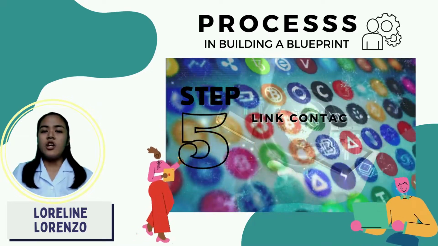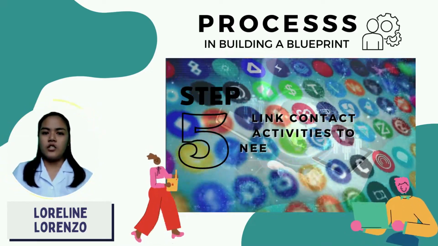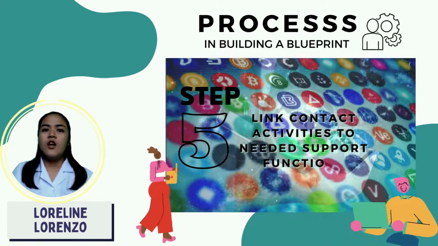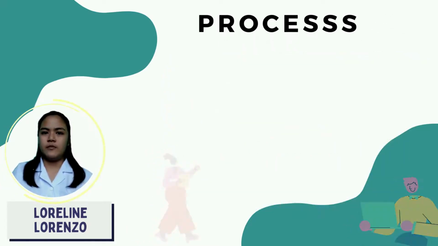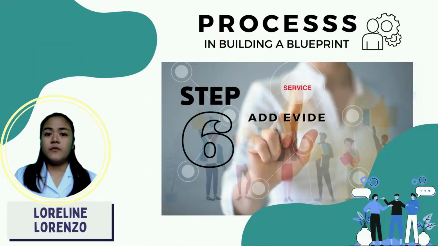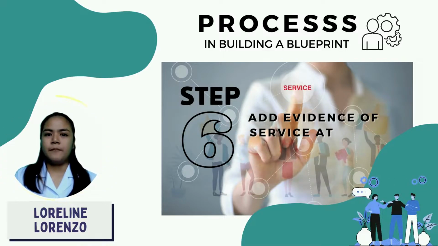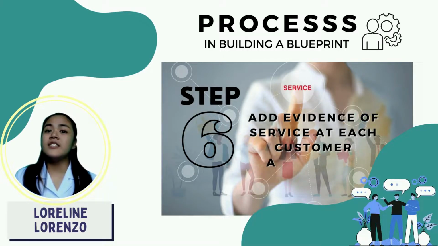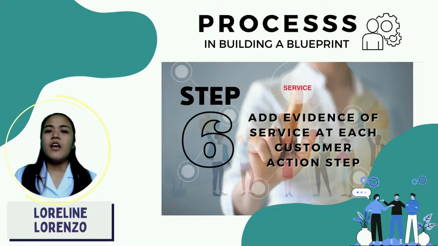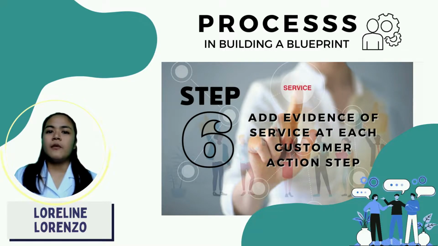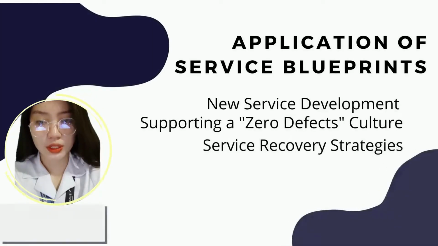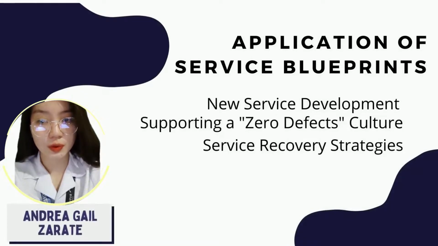Step 5. Link contact activities to needed support functions. It may involve employees from different departments of the organization. Step 6. Add evidence of service at each customer action step. This highlights what the customer sees or receives as tangible evidence of service during each step of their experience. So let's move on to applications of service blueprints.